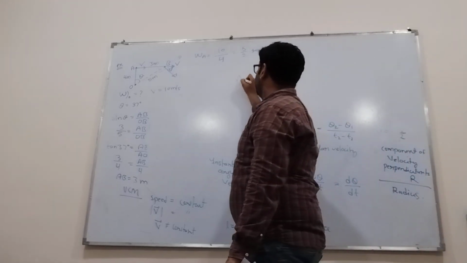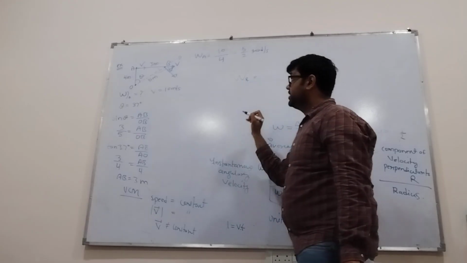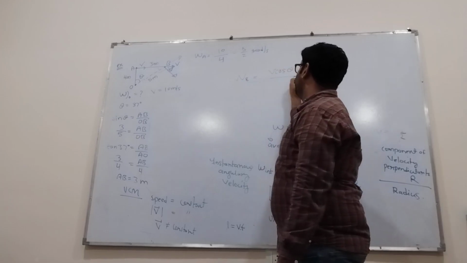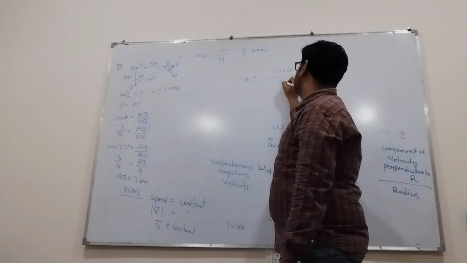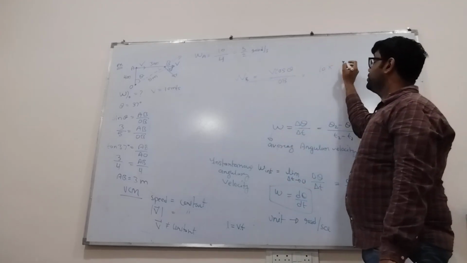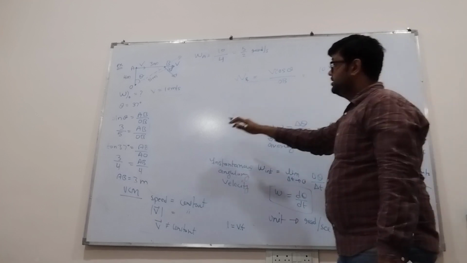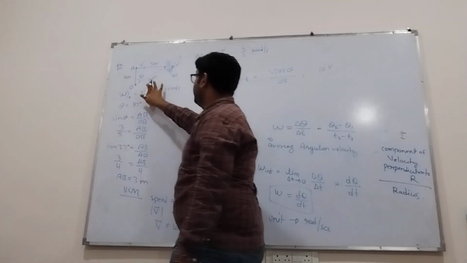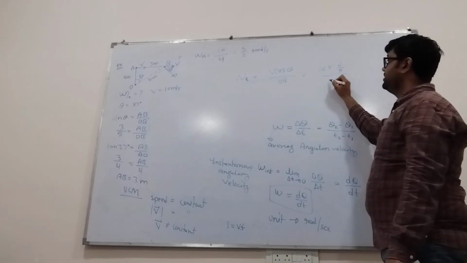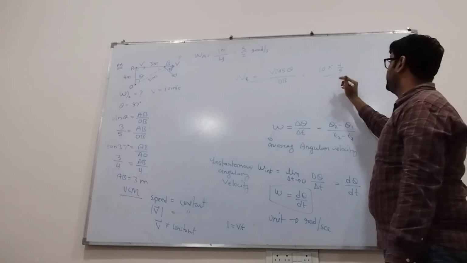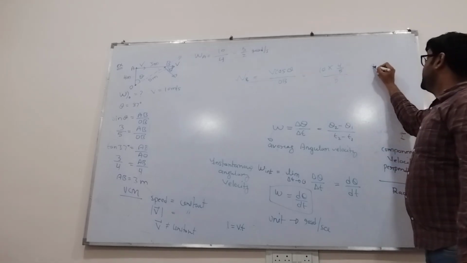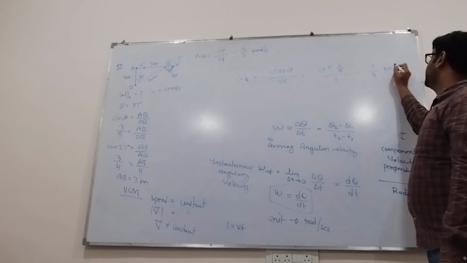So angular velocity when the object is at B is v cos theta divided by the distance OB. So v cos theta will be 10 into cos theta. Cos theta will be 4 by 5, divided by the distance OB, that is 5 meter. So here it becomes 8 by 5 radian per second.